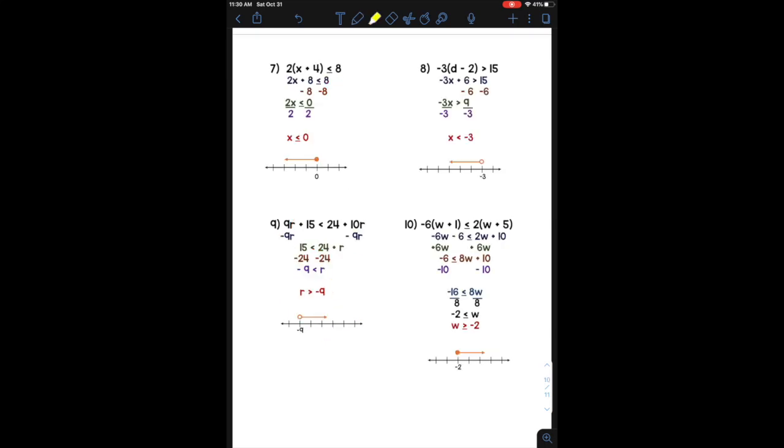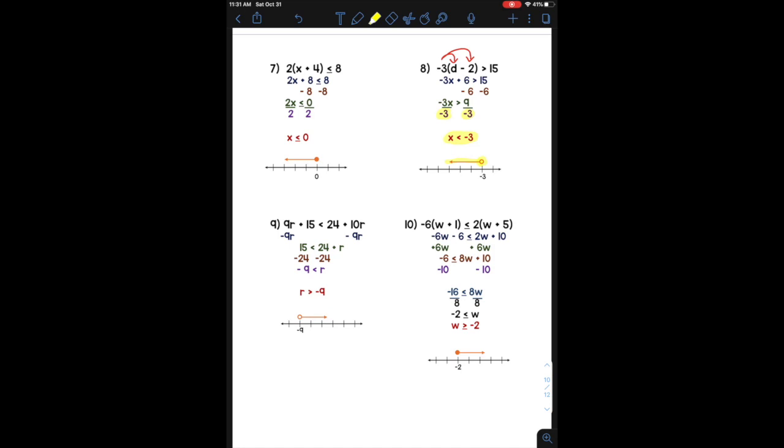Here are your answers for number 8 and 10. In number 8, you were to distribute the negative 3 into the parentheses, multiplying it by both of the terms inside the parentheses. In this case, you did end up dividing by a negative number. Therefore, you had to switch the sign in your final answer, showing that the solutions are less than negative 3. For our graph, we're going to do an open point above negative 3 and an arrow to the left.